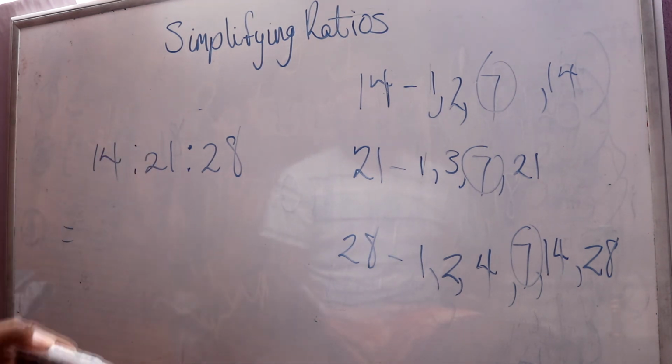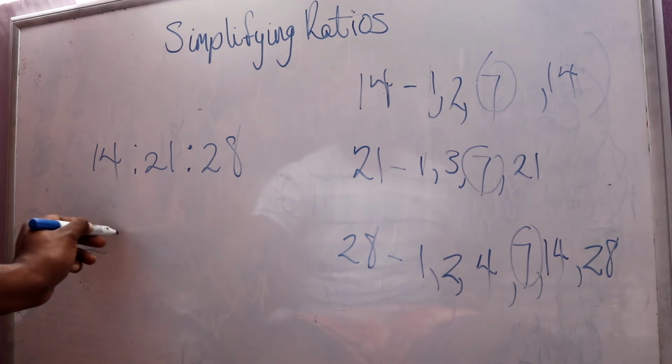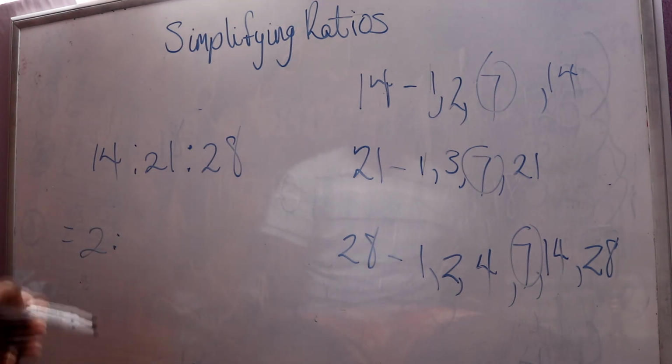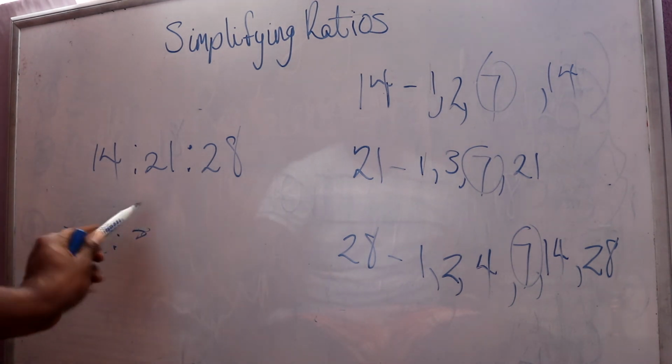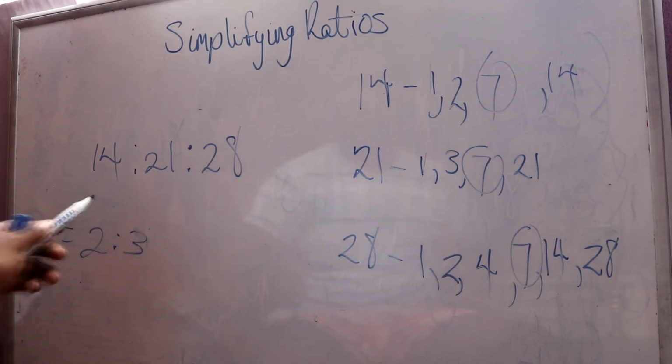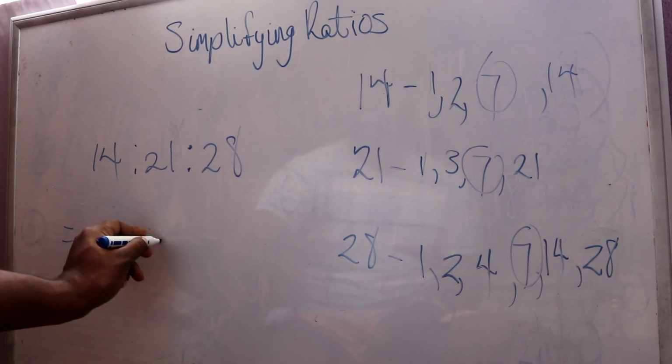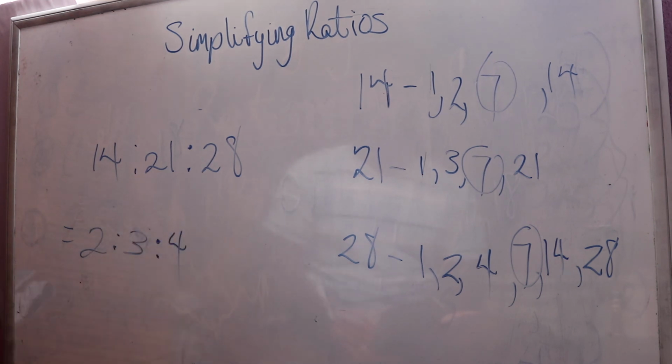So 14 divided by 7 will give us 2. 21 divided by 7 will give us 3. And 28 divided by 7 will give us 4. So 14 to 21 to 28 simplified will give you 2 to 3 to 4. And that's essentially how you simplify ratios.